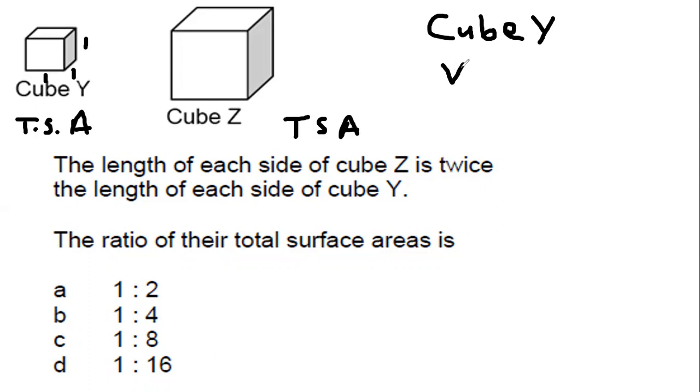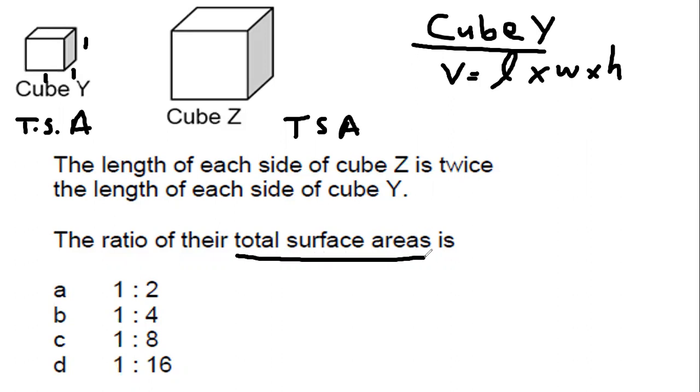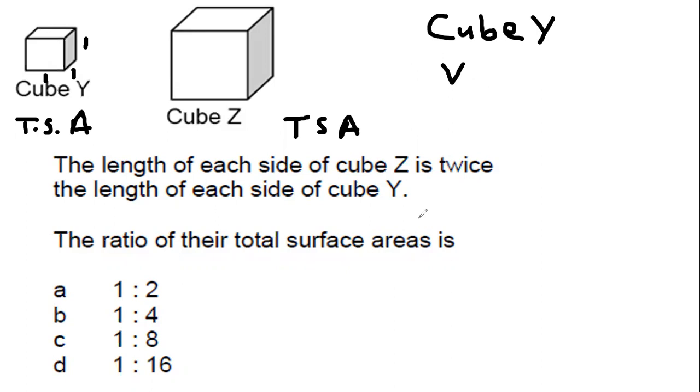the volume, how do we find the volume of a cuboid? Anybody remembers? It's 3 things you have to multiply. Length times width times height. Right, length times width times height. Well, hold on here, guys. We're not talking about volume. What are we talking about? TSA, total what? Surface area. So therefore, we're not talking about the volume.